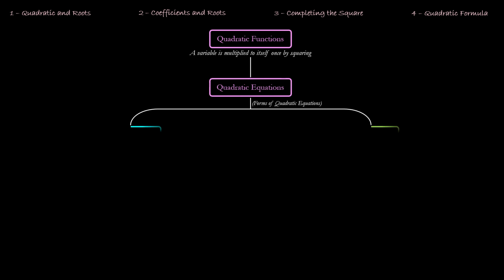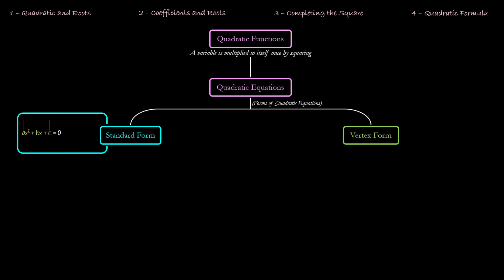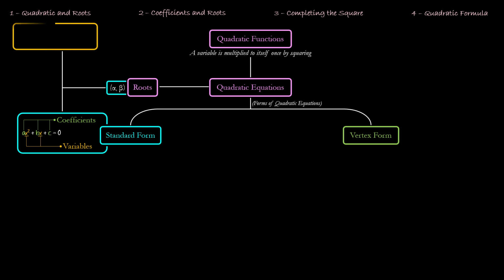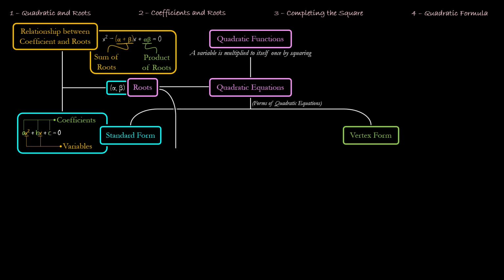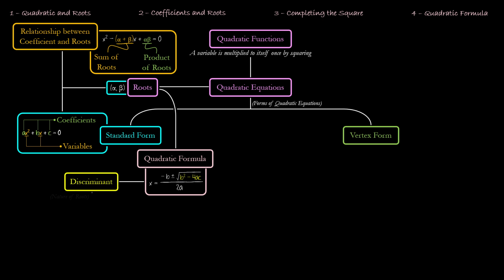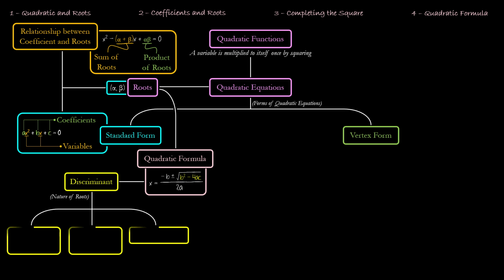To summarize what we have learned today, quadratic functions contain a variable that is squared, and this can be expressed in two different ways, either the standard form or the vertex form. We also note that the solutions to a quadratic equation are known as the roots, and they have a relation with the coefficients of the function. This relationship can be expressed as x squared minus the sum of roots times x plus the product of roots equals to 0. We also learned that the roots can be obtained through the quadratic formula, and the discriminant in the formula will tell us the nature of the roots.